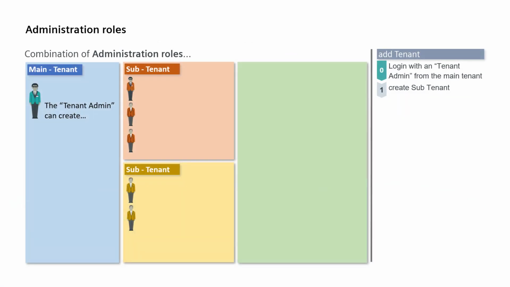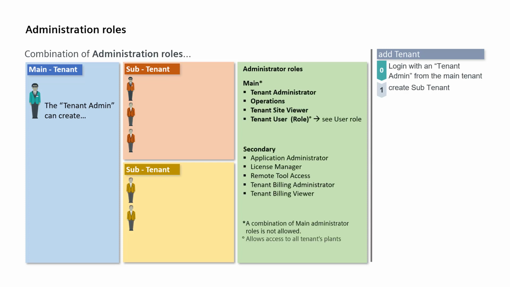Let's look at the administrator roles in more detail. The administrator roles are organized into main and secondary roles that can be combined. The tenant administrator has the highest privileges as he can add tenants and new users with admin roles. The admin role operations has tenant-wide access to all plants, with read access by default. The main role can be combined with any other secondary admin roles.